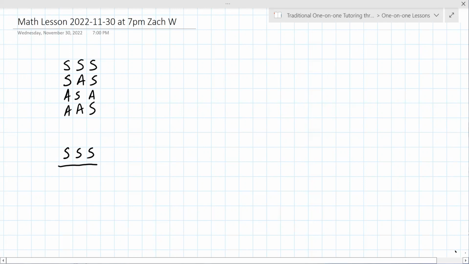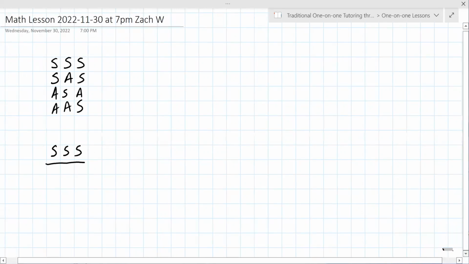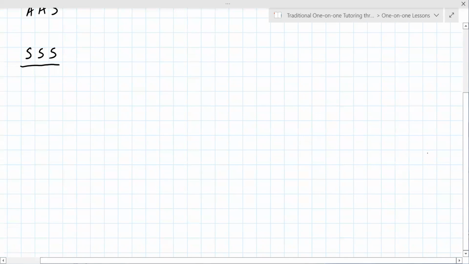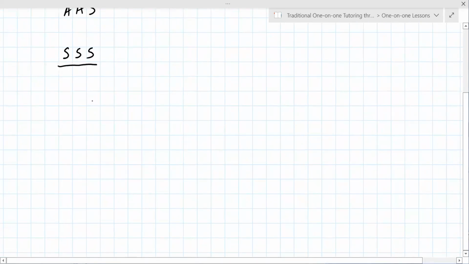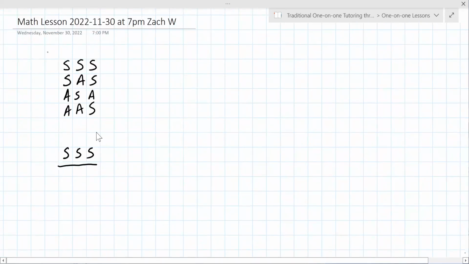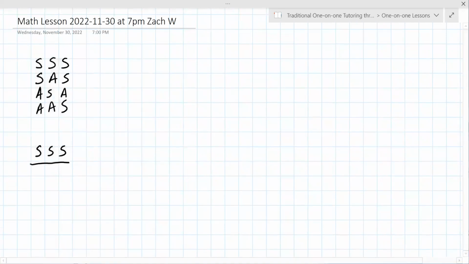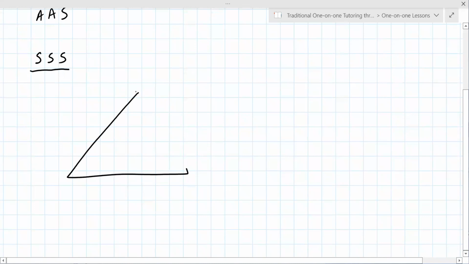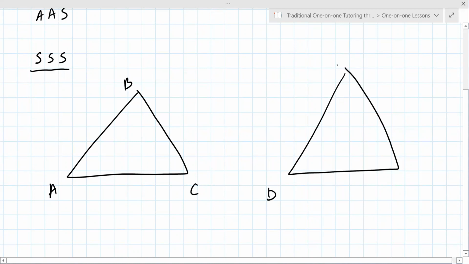Okay, so I'll give you a basic example of each, and then the one you might see on an assignment. So for side, side, side, your basic example is triangle ABC, triangle DEF.